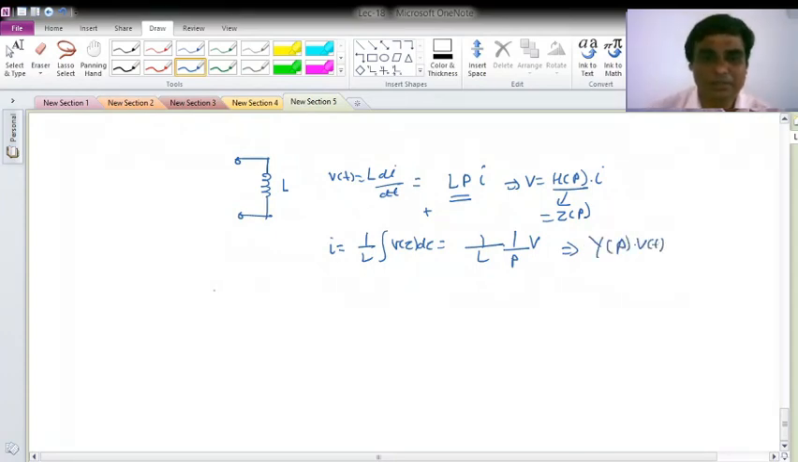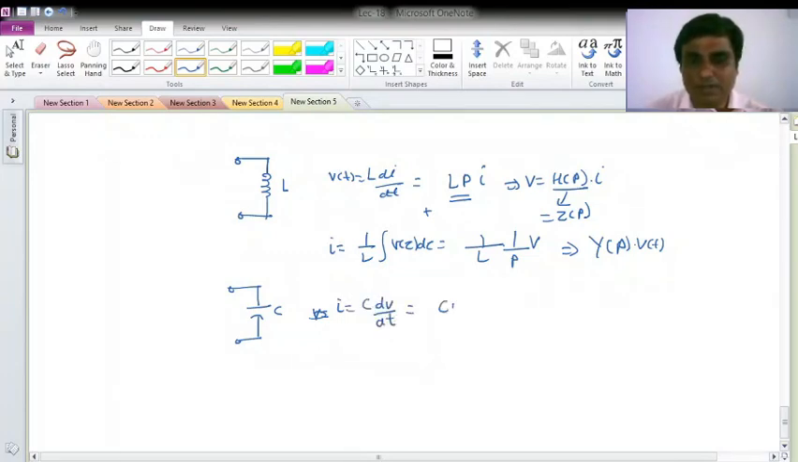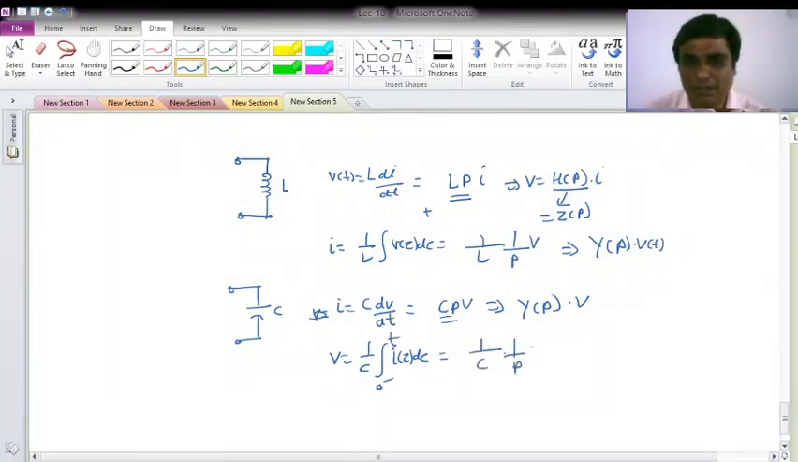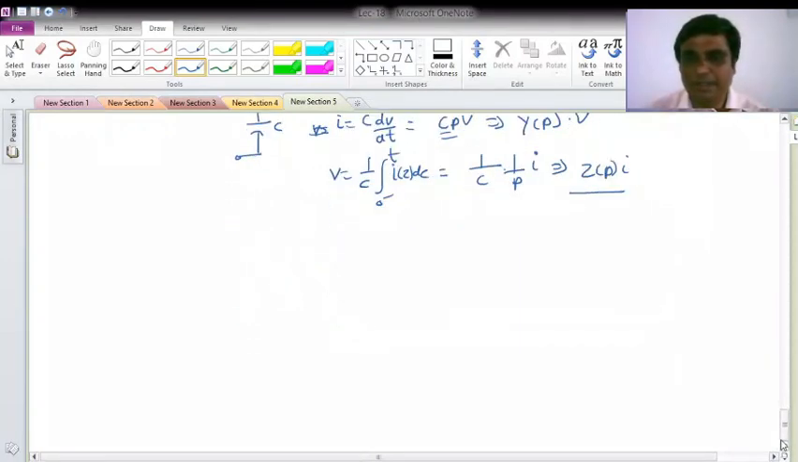Similarly for a capacitor, I will be equal to C dV/dt. So this will be C p V, and C p is your admittance operator. Similarly, if I would like to write for voltage, it will be the integral of I of tau d tau, so it will be 1 over C into 1 over p into I, which will again be the impedance operator. So this way the system operator is signified.